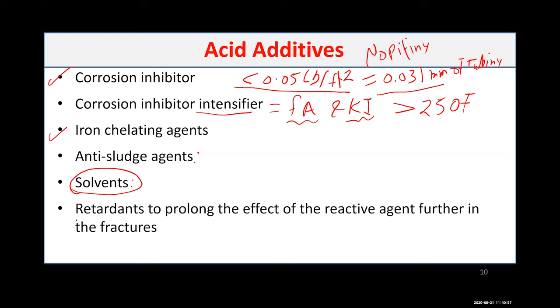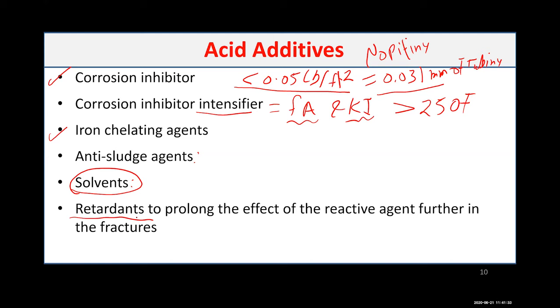The final additive is what we call a retardant agent, which is something that can reduce the reaction rate of HCl. Usually we use a retardant agent with HCl. This can be either a polymer, like gel acid, or a VES component, what we call viscoelastic surfactant. Both of them work by viscosifying the HCl, and by having the higher viscosity, you reduce the diffusion rate of the HCl to the surface of the rock and make the reaction much slower.